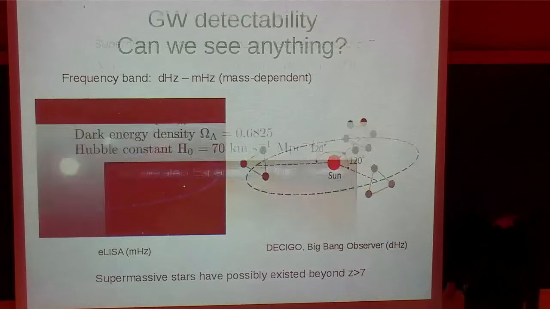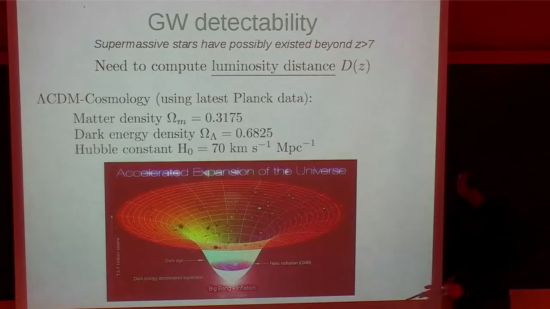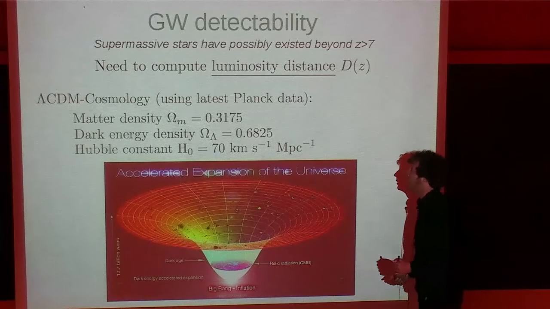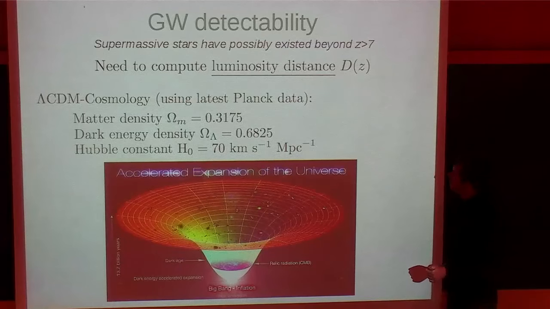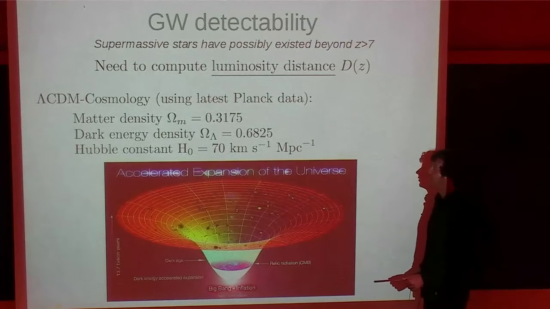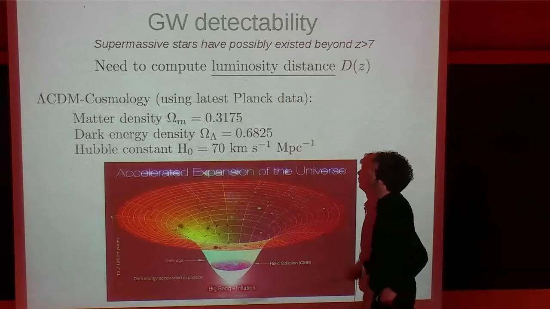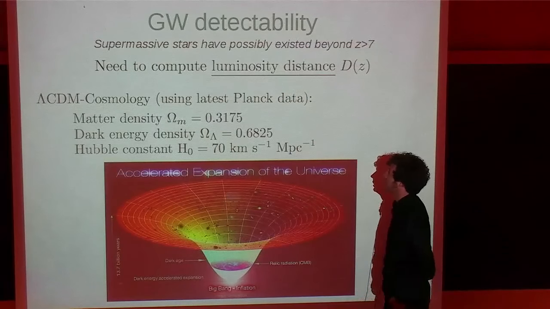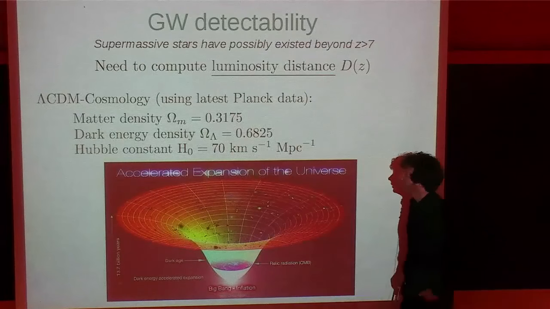Anyway, because these supermassive stars existed very early in the universe, we need to take into account the expansion and compute the luminosity distance. In doing so, we impose a lambda CDM cosmology and take the latest Planck data.